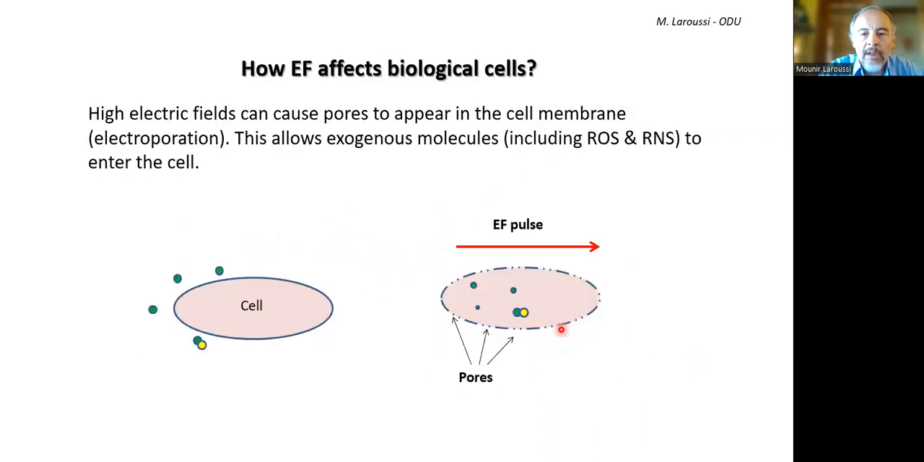So there is quite a high electric field present, and electric field can affect biological cells. It's well known that high electric field pulses can cause pores to appear in the cell membrane. It's called electroporation. And if you have ROS and RNS, this really opens the door for them to enter inside the cells. So electric field can work synergistically with the ROS and RNS. Once the RNS and ROS are inside, they can interact with the internal components, the internal organelles of the cells.